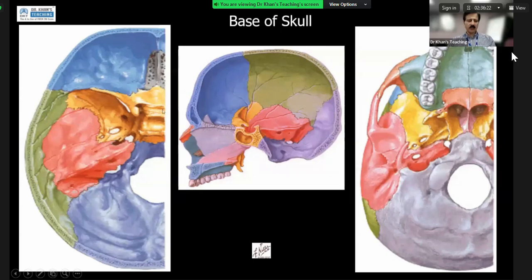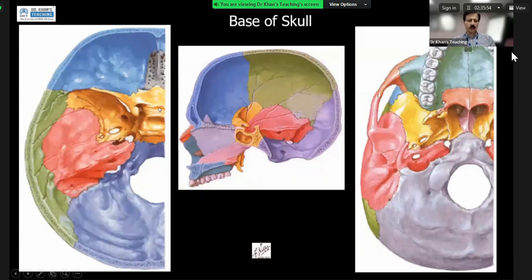Then comes the sphenoid bone. The sphenoid bone has the lesser wing, greater wing, and the basisphenoid, as we have covered. The basisphenoid joins the occipital bone to form the clivus. Here there is a synchondrosis with the petrous apex, which is known as the basisphenoid synchondrosis.